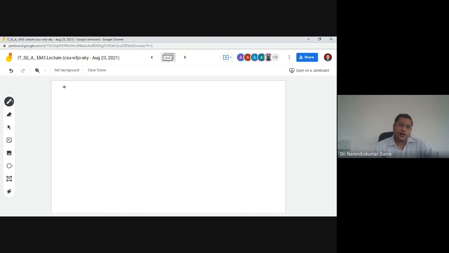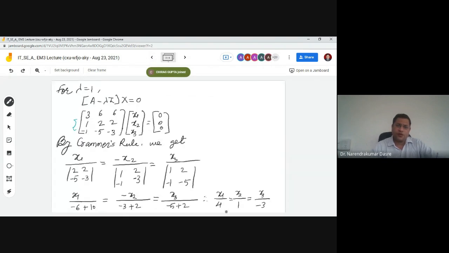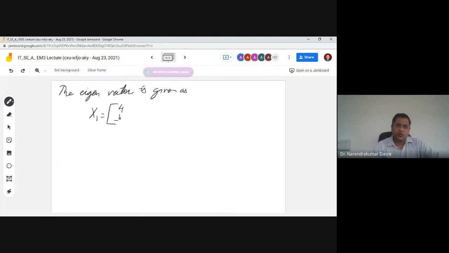And so we can write here the eigenvector is given as, the first eigenvector. So it is going to be 4, 1, minus 3. Okay, so this is going to be the eigenvector.